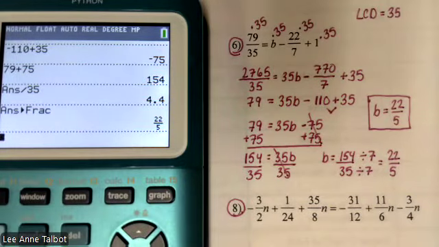Okay, I got 22 fifths. Did you guys get 22 fifths? I hope you got 22 fifths. Okay, good. Any questions about number six before we move on?